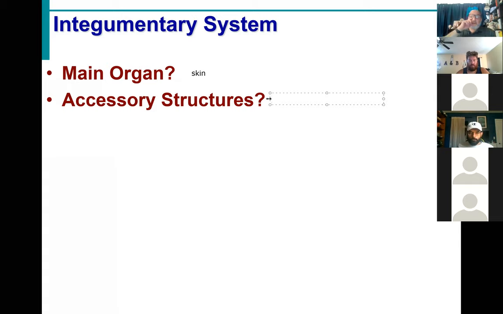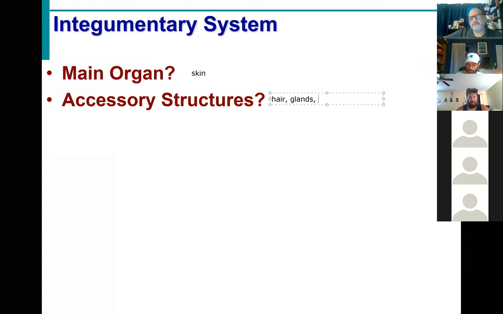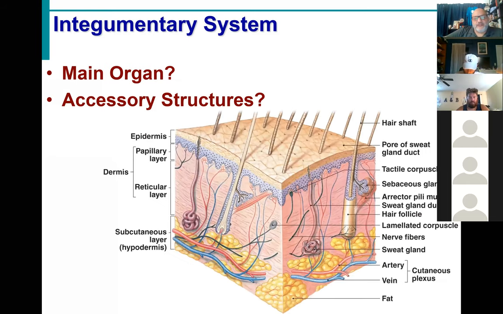And what are some examples of some of the accessory structures associated with it? What helps it to do all of its jobs? Hair. Excellent. Hair what? Sweat glands. Glands, excellent. And not just sweat glands, but all glands. Let's just go ahead and put glands. And I can think of at least one more thing. Nails? Yeah, there you go. Absolutely, excellent. So those are some examples of some of the accessory structures associated with this. And here we have the pretty illustration from your textbook that shows, when we look down at the skin, all of the structures associated with it.